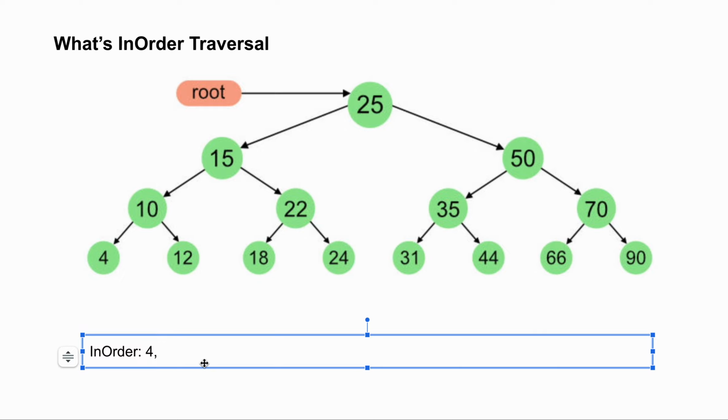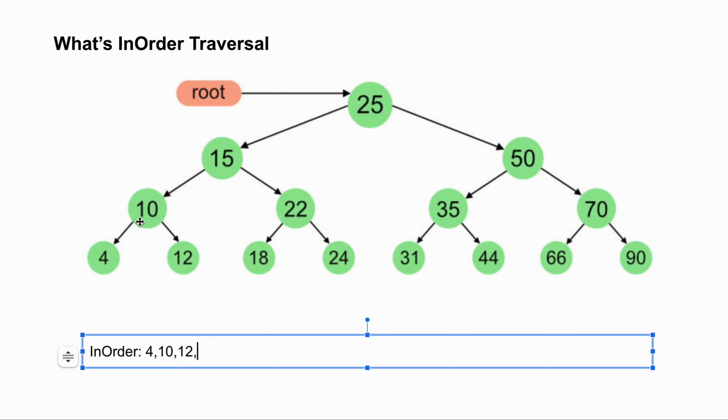So what does this mean? Let's do the in-order traversal. What's in-order traversal? We will first visit the left tree, then the root node, then the right child. So for example, what happens here? 25 will go to 15. Does 15 have a left child? Yes, 10. Does 10 have a left child? Yes, 4. Does 4 have a left child? No. So we will print 4. Then again 10: we already visited the left child, so we will print 10. Does it have a right child? Yes, 12. Then 15.